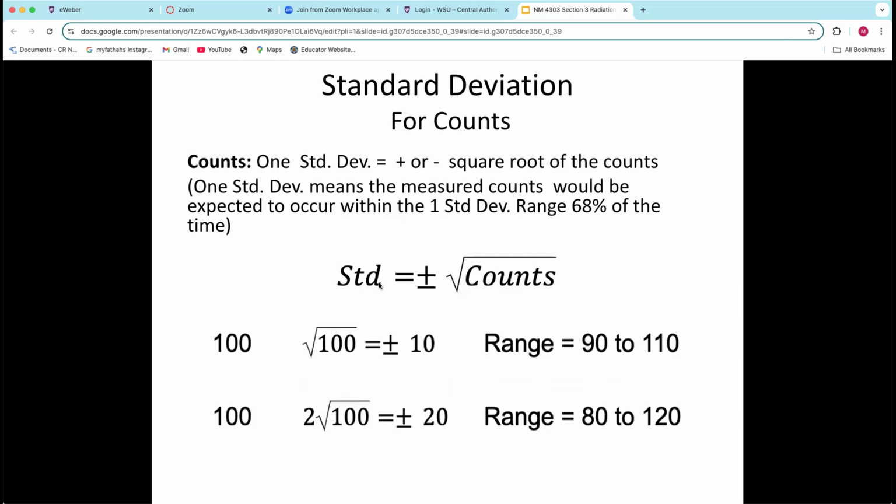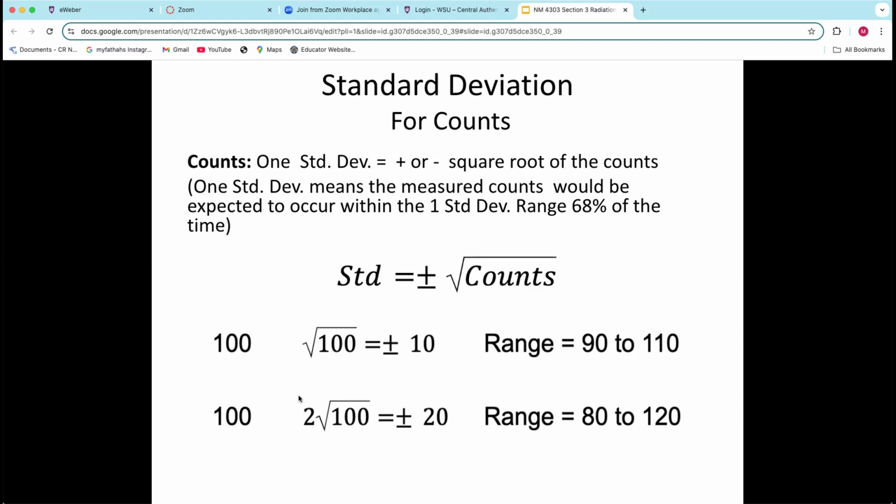So, the way standard deviation is done for counts. Now this is different for other types of statistics, but for us, where we're just talking about a single number of a thing, in our case, counts of radioactivity, the standard deviation is equal to plus or minus the square root of the counts. So if you turn on your camera and you got 100 counts, to figure out the standard deviation, you would take the square root of 100, which would equal plus or minus 10. And so what you're including in that standard deviation is from the number 90 all the way up to 110. Okay, so that's one standard deviation.